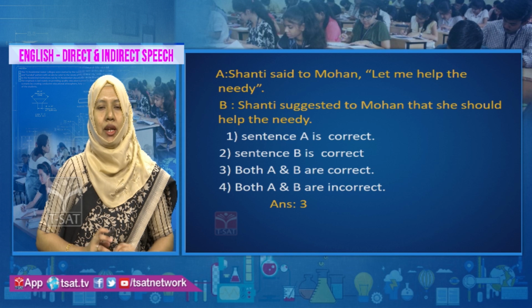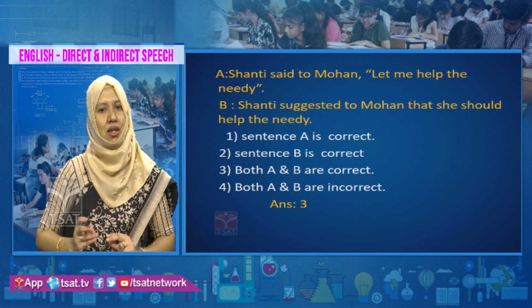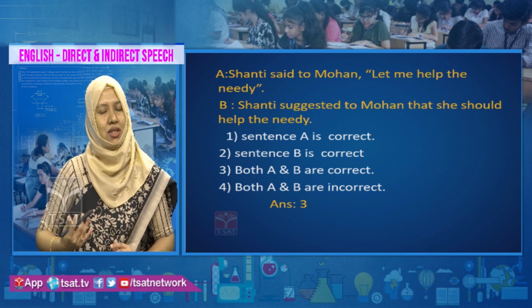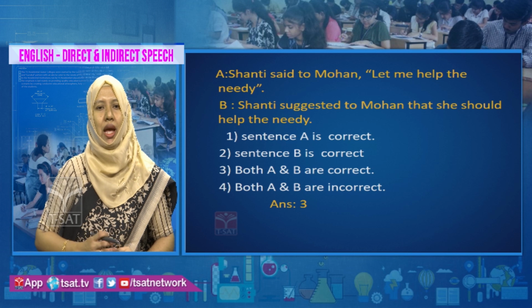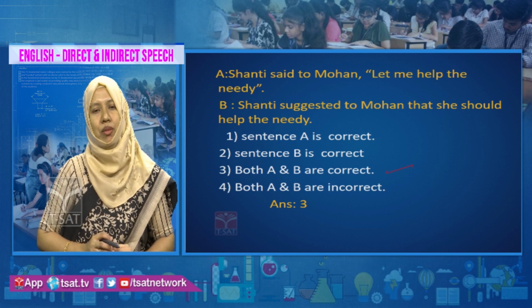Shanti said to Mohan, let me help the needy. Now imperative sentences. Let me help the needy. Statement A, Shanti said to Mohan, let me help the needy. Statement B, Shanti suggested to Mohan that she should help the needy. If you look at both the sentences, one is in direct speech, the other one is in indirect speech. Both are correct. So option 3 is correct. Both statements are correct here.